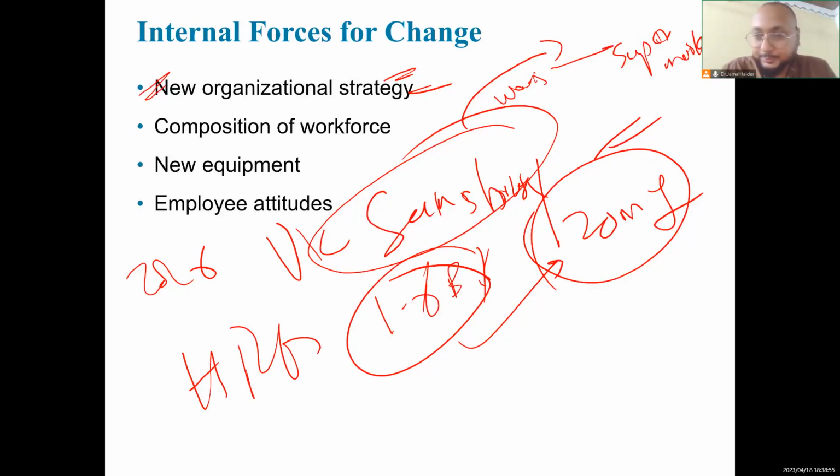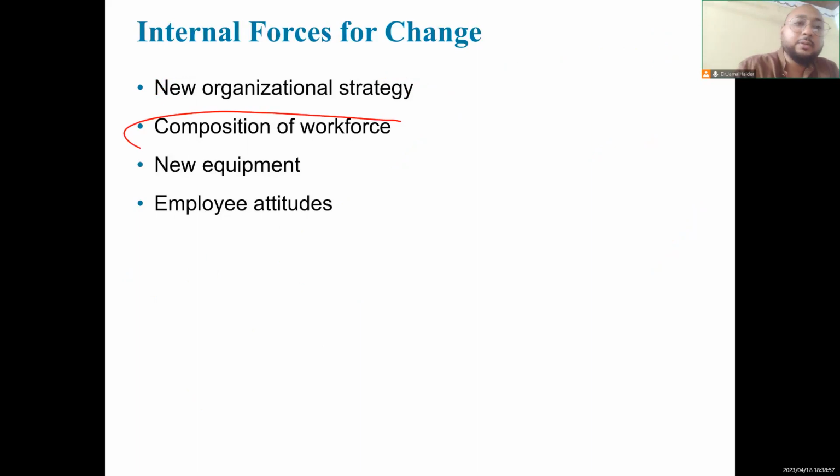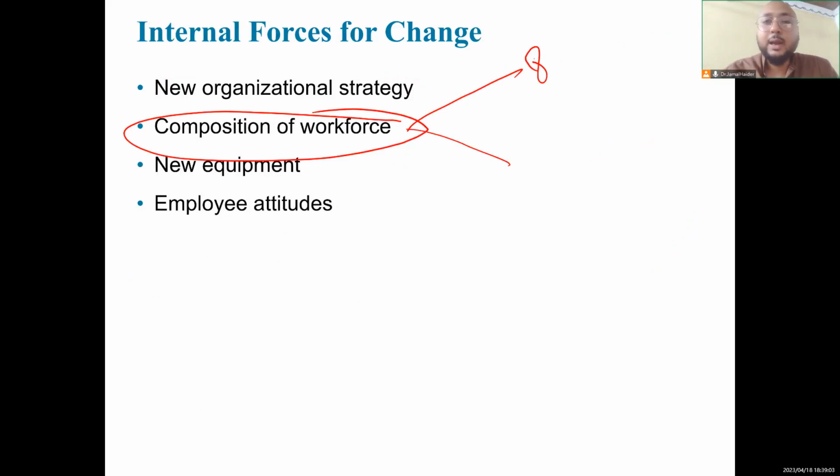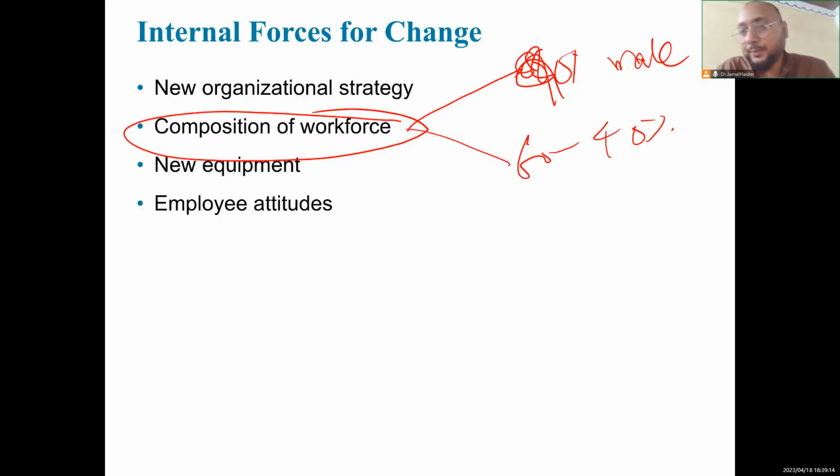The second one is composition of workforce. A decade ago, I would say 90% of the workforce was male oriented. And look at now, the status is disruptive, like 60-40 or 30-70. Still, the involvement of females is low, but it's increasing dramatically. Plus, there are other sectors included in the workforce, and how you can manage it, that is amazing.